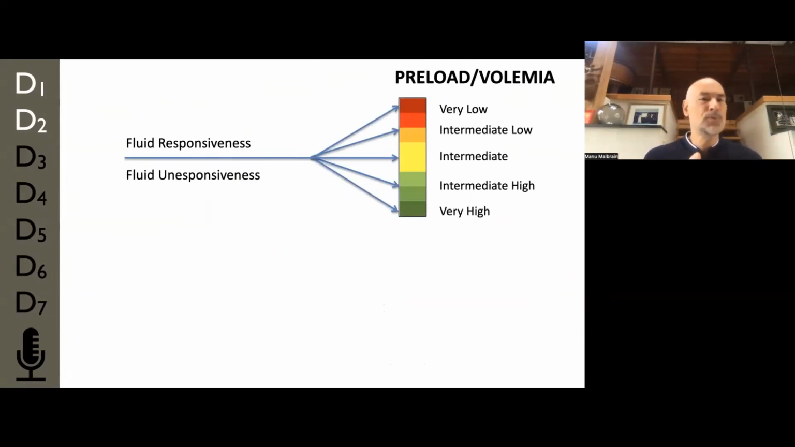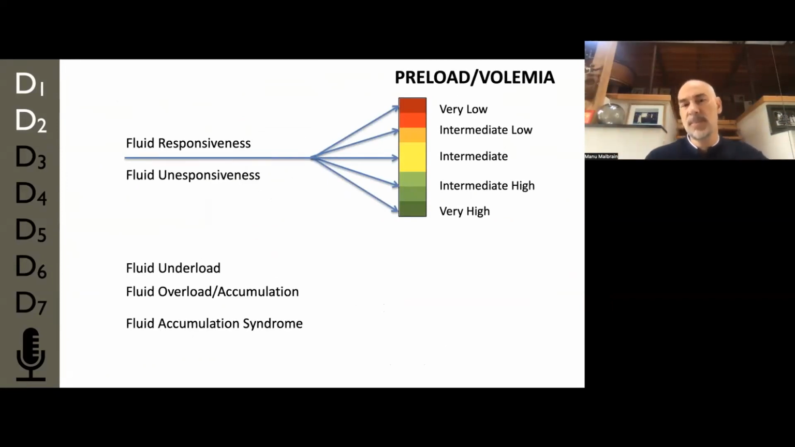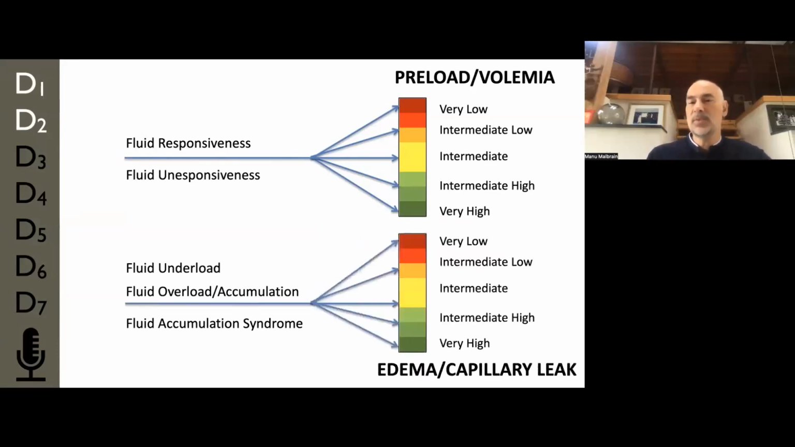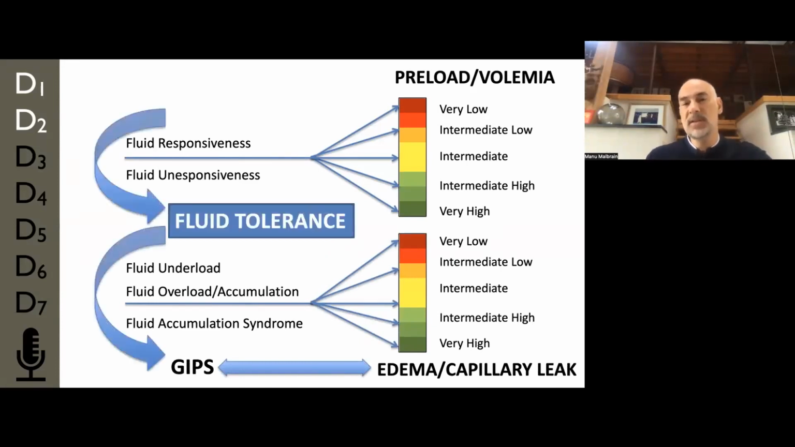We're always talking about fluid responsiveness and unresponsiveness. Both parameters can be accompanied with either a very low or a very high preload or volemia status. If you give more and more fluids, you will go from fluid underload to fluid overload. You will accumulate some fluids and you may end up with a fluid accumulation syndrome. And this may or may not be accompanied with peripheral edema or capillary leak, and what we will discuss as the global increased permeability syndrome.